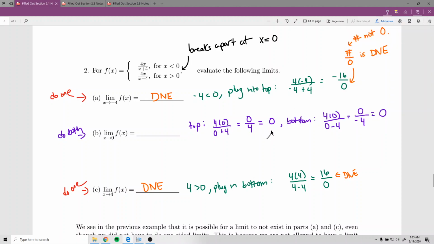All right, since they are the same, we have that the limit as x goes to 0 is 0. If they were different, then it would be D and E, just like we mentioned before. And like in parts A and C, or the ones we did before, if we plugged in and got just a number, that would be the answer. But we didn't get just a number on these, we got division by 0, which is bad.